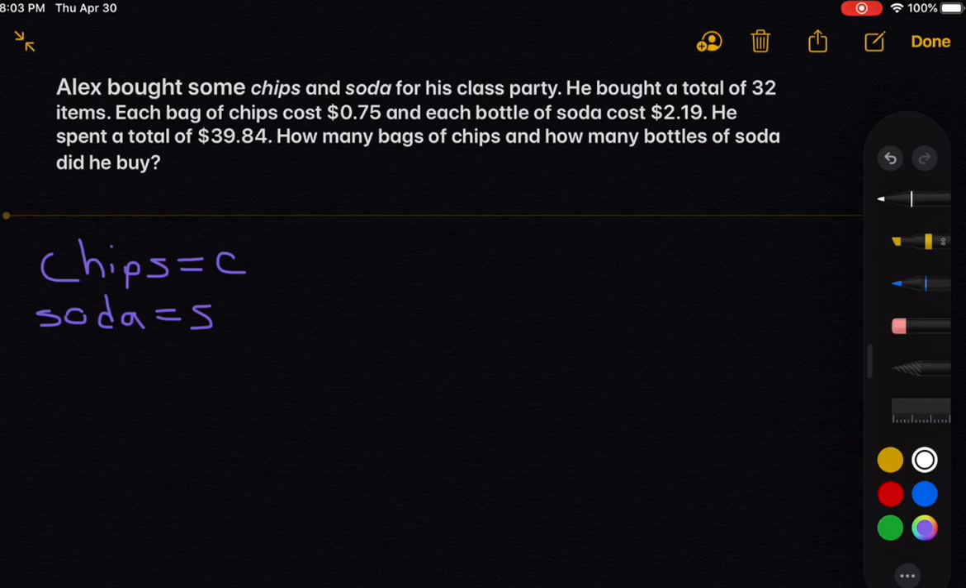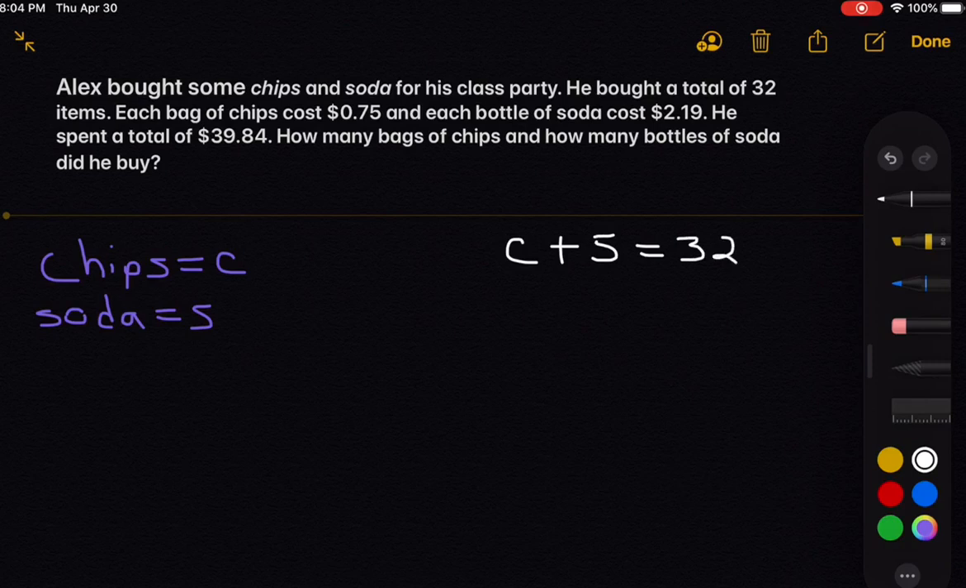So let's go back to the problem and read it. It's saying that he bought a total of 32 items. So if we were to add the number of chips he bought and the number of sodas he bought, it would equal 32. So we can write down our first equation by using that information: chips plus soda, or C plus S, is equal to 32.